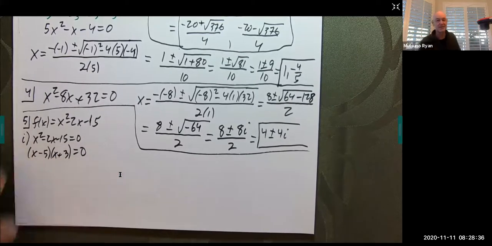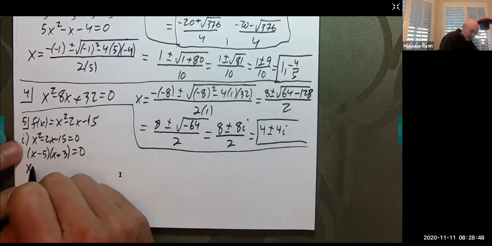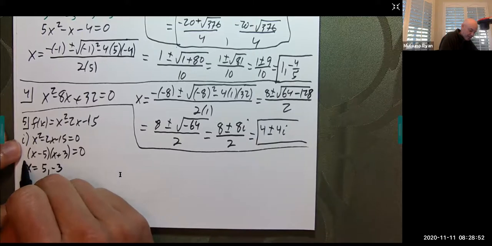This one factors, that's nice. Otherwise, we'd have to use the quadratic formula. By the way, you can always use the quadratic formula. That'll always work. You'll end up with the same answers regardless. This tells me that x is going to be 5 or -3. There are my x-intercepts.